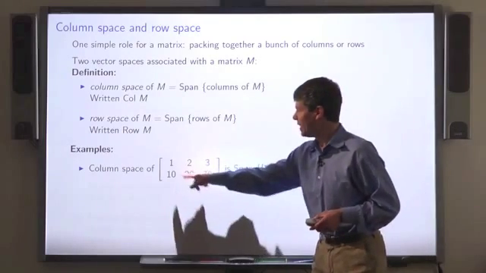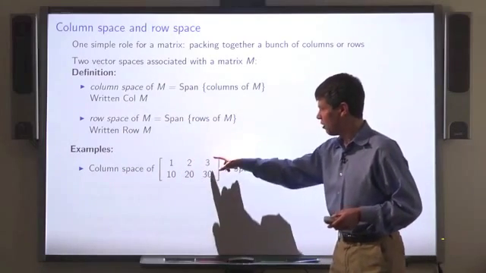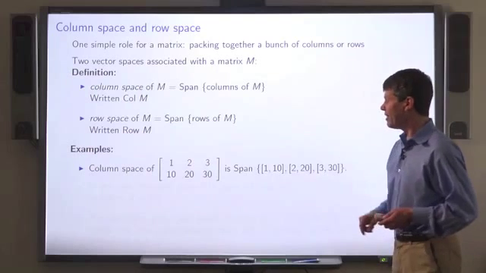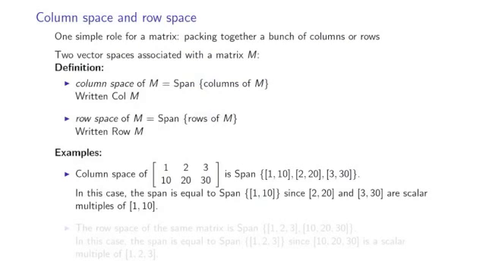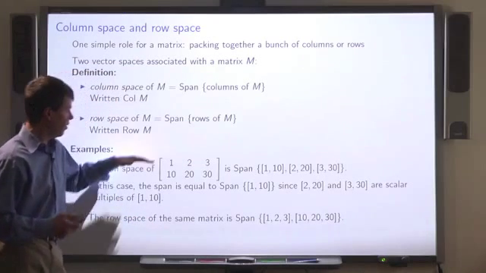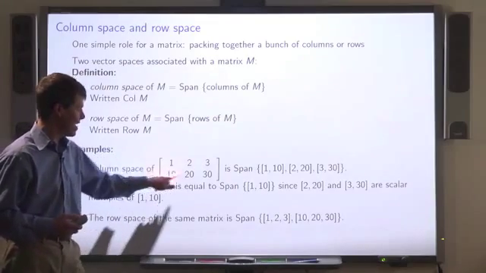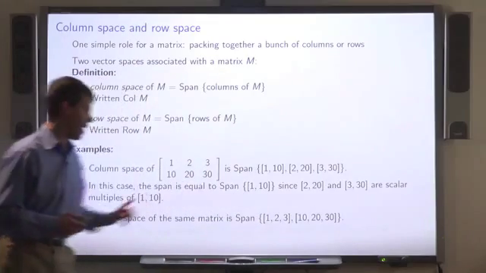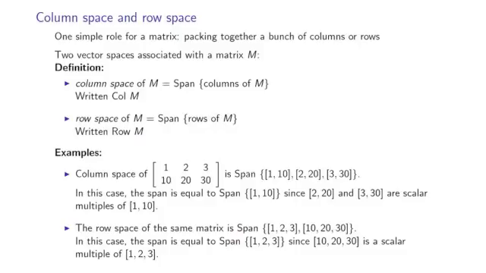So for example, the column space of this matrix is the span of its columns. The first column is [1, 10], second column is [2, 20], third column is [3, 30]. Now in this case, the span is just equal to the span of the first column, [1, 10], since the other two are scalar multiples of that. But similarly, the row space of this matrix is the span of the two vectors 1, 2, 3, and 10, 20, 30. And again, this is also equal to the span of just the first vector, 1, 2, 3, since the second one is a scalar multiple of that.